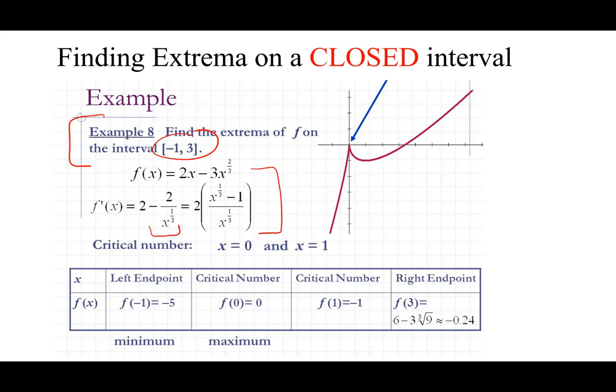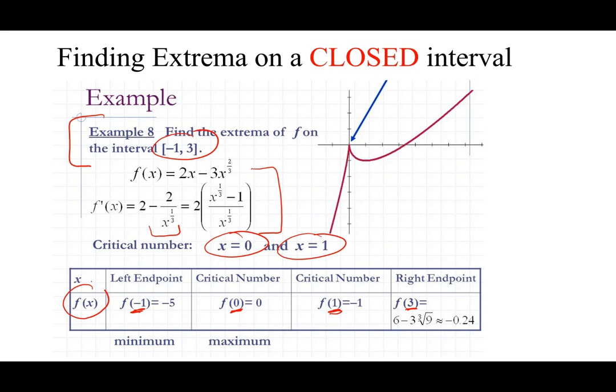Based on that, which is the easiest way for you to determine critical values, you would find the value that makes the denominator 0, which would be 0. You would find any values that make the numerator 0, which would be 1. And then because you are on a closed interval, you also want to consider the endpoints. So notice here at my table, -1 is my left endpoint, so I'm going to put that first. 0 is my first critical number. 1 is my second critical number, and then 3 is my right endpoint. So you're always going to list those x's from the smallest to the largest.